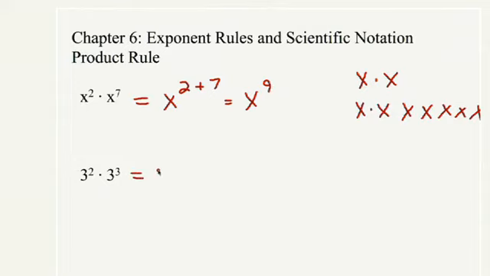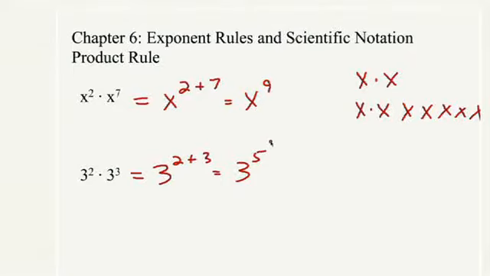3 squared times 3 cubed is 3 to the 2 plus 3 power, or 3 to the 5th power. Jerry, what's the most popular wrong answer for this problem? Oh, I think if we'd have let students try this one, they would have written 9 to the 5th, many of them. Not all of them.